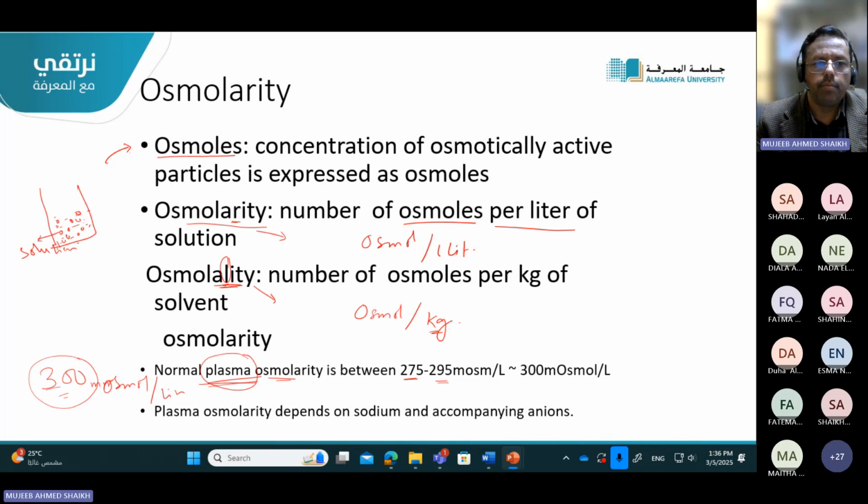This number you have to remember, 300 milliosmoles per liter, because it will give you an idea of what is above this. Becoming more than 300 will have a different name, and less than 300 will have a different name. So just remember 300 is the basic level or the normal osmolarity of the plasma, although the range is between 275 to 295 milliosmoles per liter.